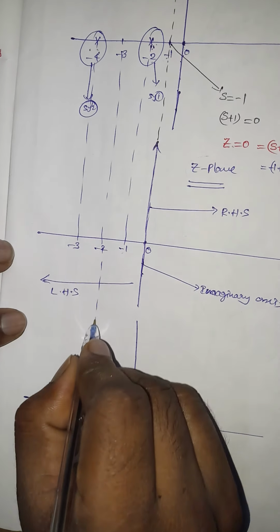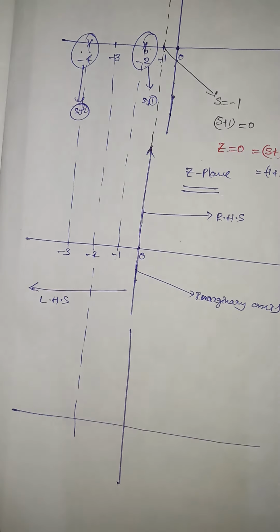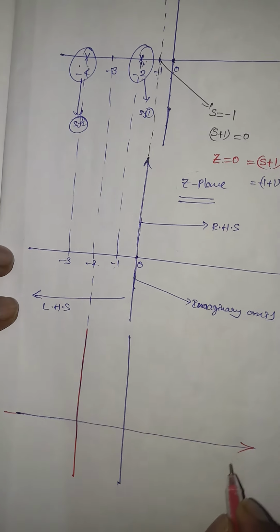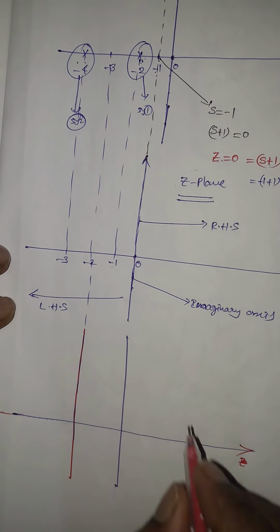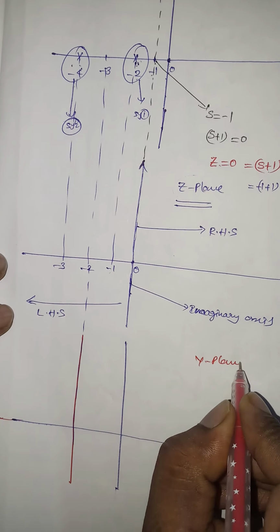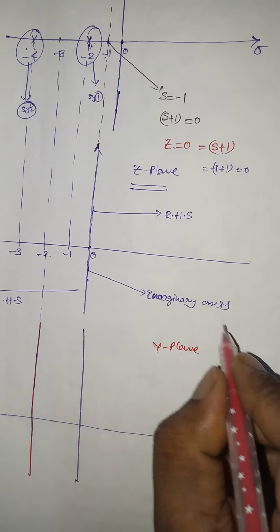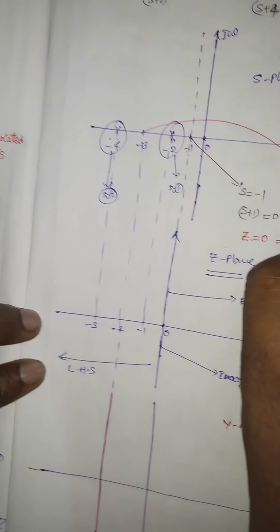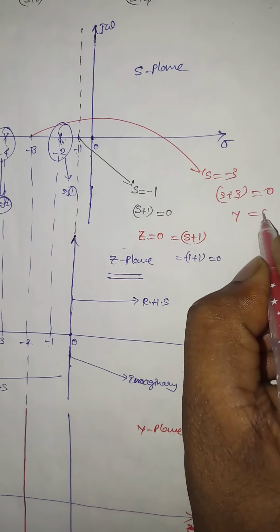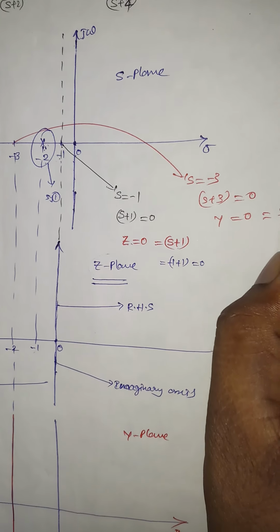when it is s is equal to -3, sorry, it is not the imaginary axis here. This is the imaginary axis now. It is some y plane or anything, y plane. Here this point is s is equal to -3, s plus 3 is equal to 0, some y is equal to 0, where y is equal to s plus 3 here.